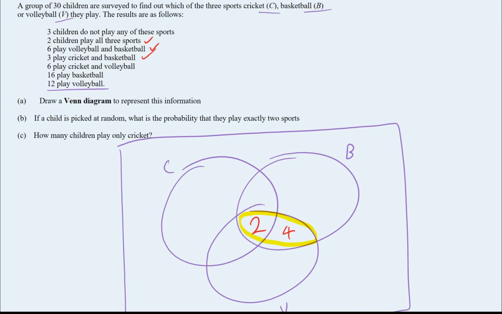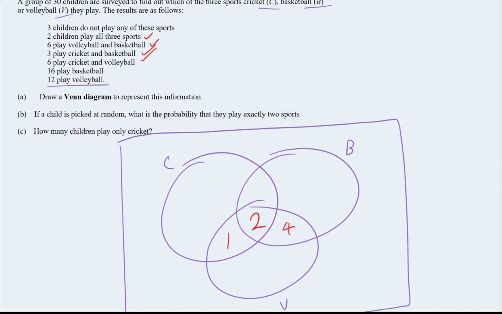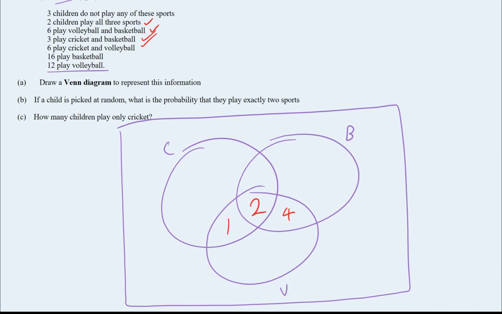Next, 3 play cricket and volleyball. That means in the overlap between cricket and volleyball, we have 3 people. We've already got 2, so we just need 1 more. Sorry, 3 play volleyball and basketball, which is there. 6 play cricket and volleyball. We've already got 2, so we need another 4.